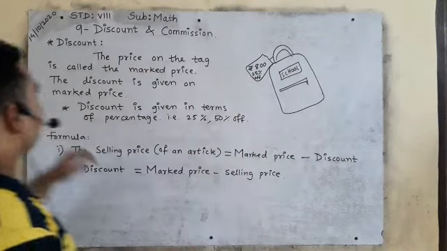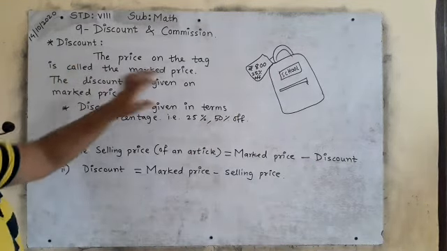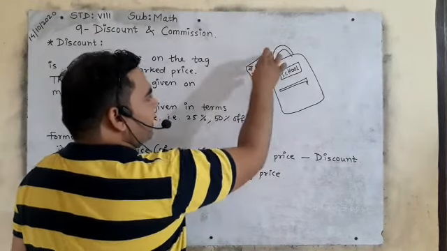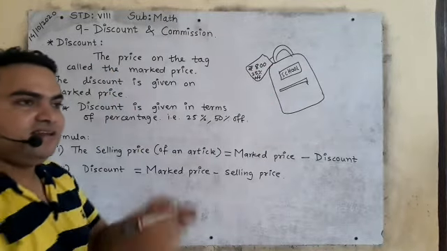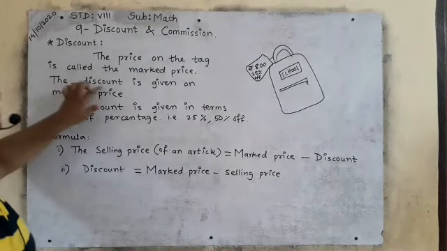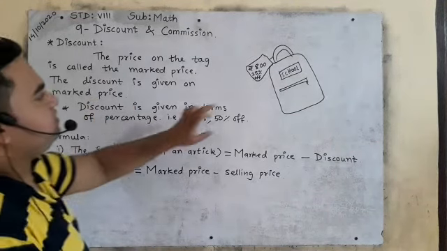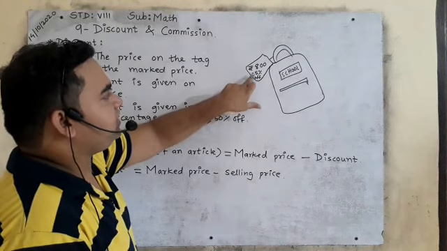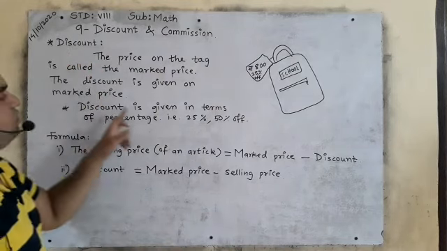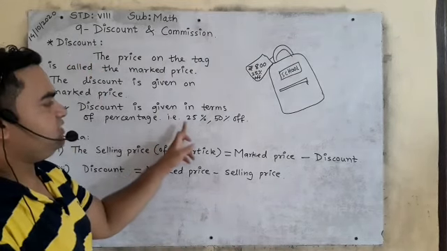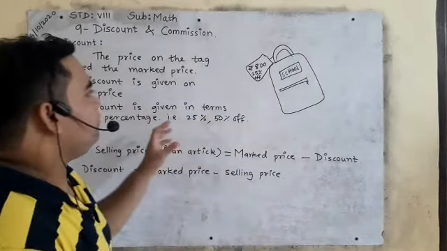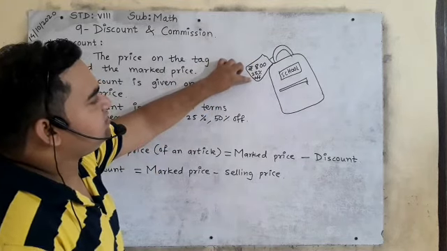Look at the board over here. Discount. The price on the tag is called the mark price. So this rupees 800, this is the price on the tag. So this is your marked price, likhi hui price. And now the discount is given on the mark price. So 25% off is a discount given on the mark price 800. Discount is given in terms of percentage, that is 25%, 50% off or 40% off. So this is the mark price and this is the discount.